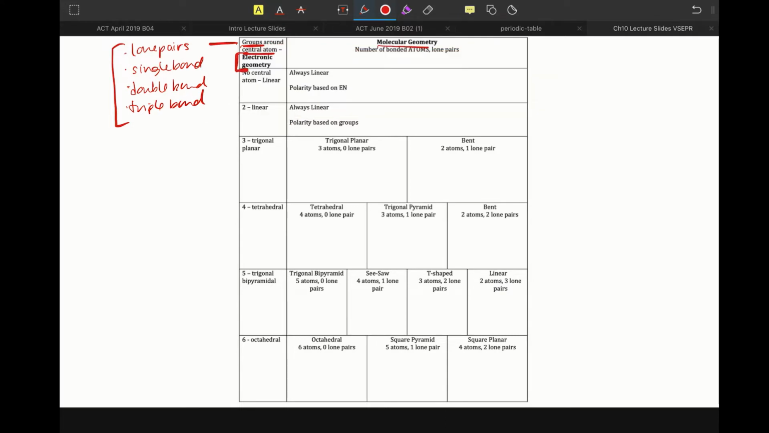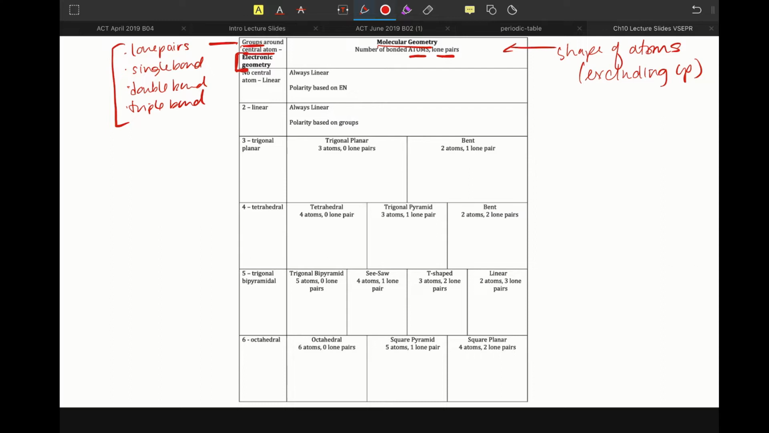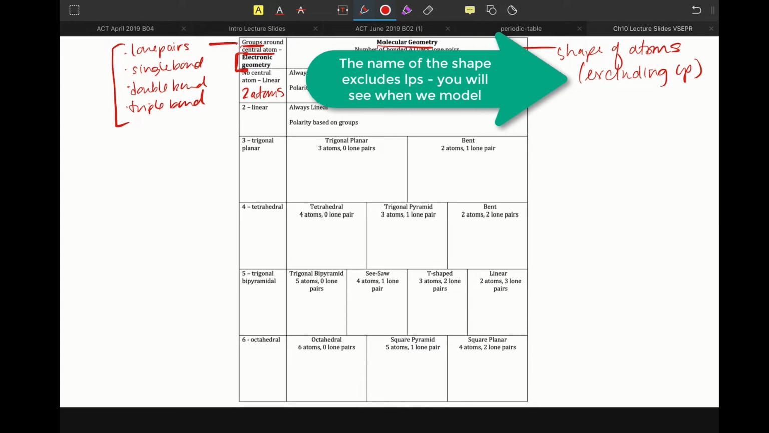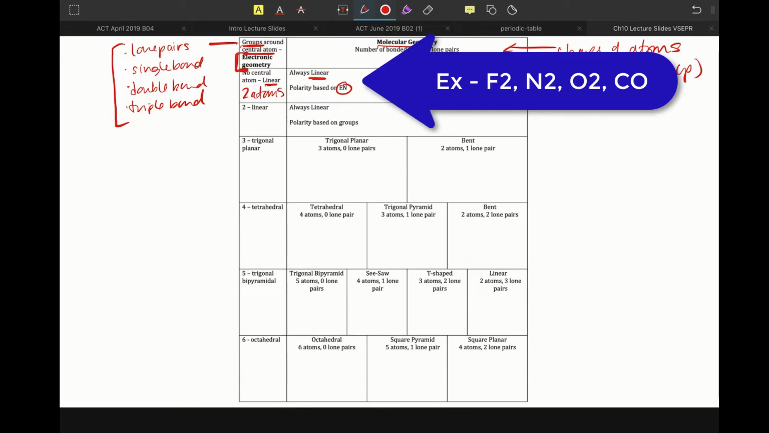Now, then we have our molecular geometry, which is based on your atoms and lone pairs, and this molecular geometry gives us the shape of the atoms, which means that we are excluding lone pairs in the shape. So if we have no central atom, which means we're talking about only two atoms, because in order to have a center, there has to be at least three, that geometry is always going to be linear, because a line is defined by 2 points. And the polarity of this is always going to be based on electronegativity, which we'll talk about shortly.